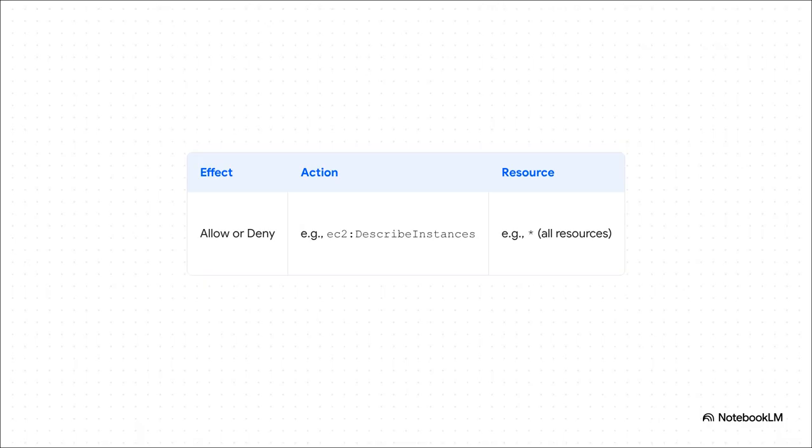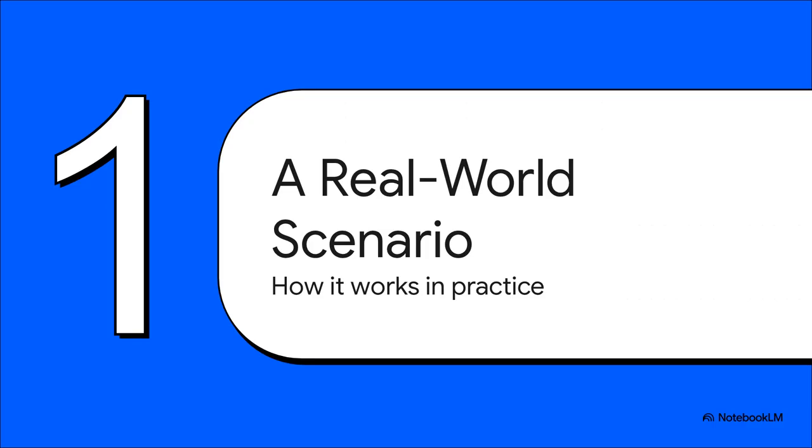And check this out. This slide really breaks down how simple these rules are. Every rule has just three parts. You've got the effect, which is either allow or deny. Simple enough. Then the action, which is what someone can do. And finally, the resource, what they can do it to. That could be one specific file, or as you can see with that little star, it could mean literally everything. Really, it's that simple.